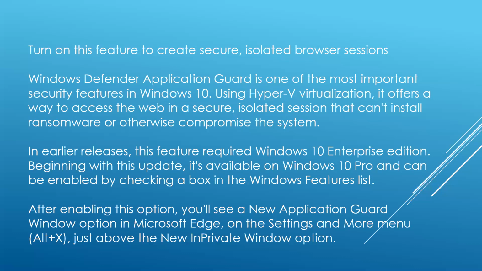However, note in the next paragraph, in earlier releases, this feature required Windows 10 Enterprise Edition. It will now work with Windows 10 Pro. I'm afraid it doesn't work with the home version. Yeah, Mike, it is. It's simple. It is like an integrated sandbox. After enabling this option, you'll see a new application guard window option in Microsoft Edge. So it works with Edge, and I understand it may eventually work with other browsers, but at this point it does not. It may or may not later on.